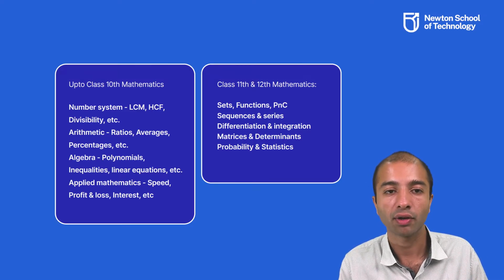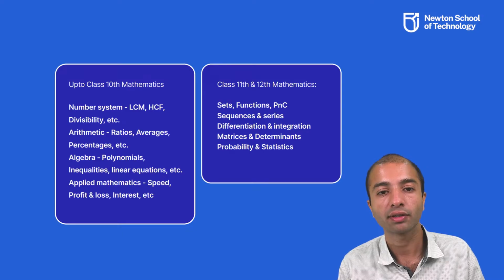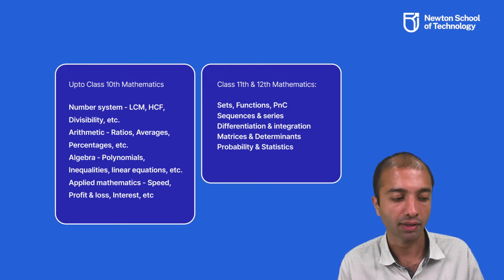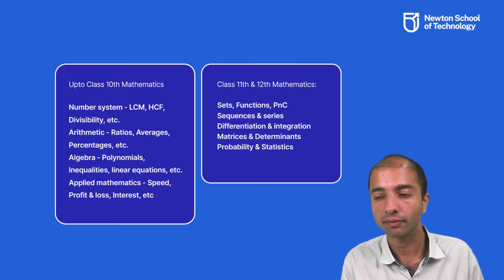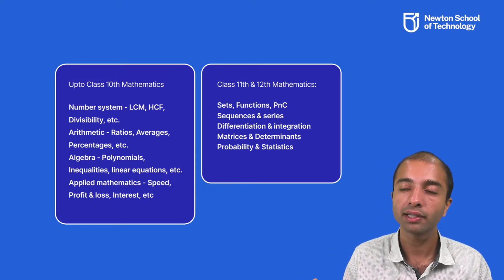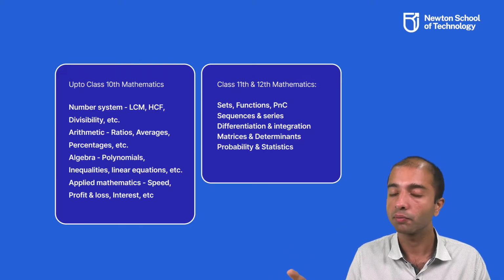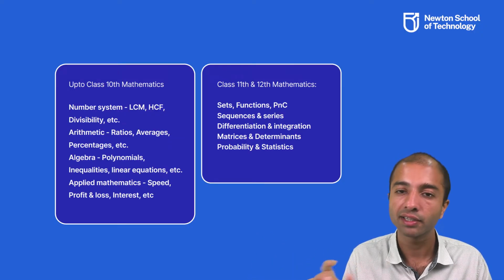Number system is one topic, arithmetic, basic algebra like inequalities, and practical applied mathematics concepts like speed, profit and loss, interest, such concepts. This is the division for class 10th mathematics, where we would have around 10 questions. Then in class 11th and 12th mathematics we would also cover a few topics like basics of sets and functions, relations, permutation and combination, basic AP, GP, HP series, differentiation and integration.